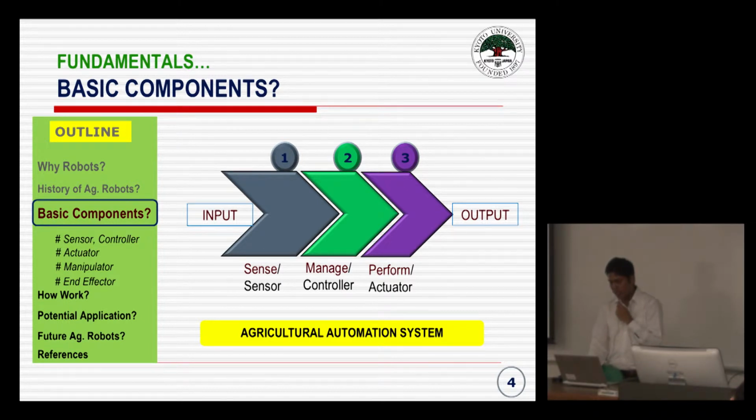This is the basic concept of an agricultural automation system. The agricultural automation system has mainly three parts. First is the sensor that senses the environment. Then the controller uses the features coming from the sensor, and it gives the electrical command to the actuator. That means it performs, and finally gives output.